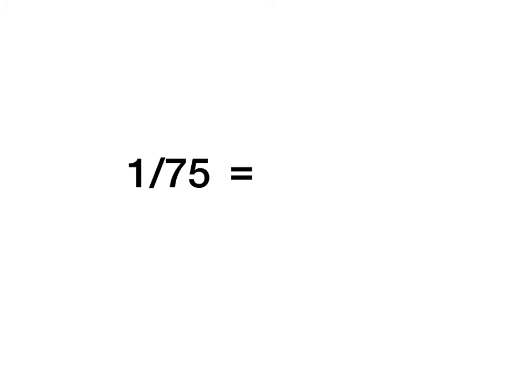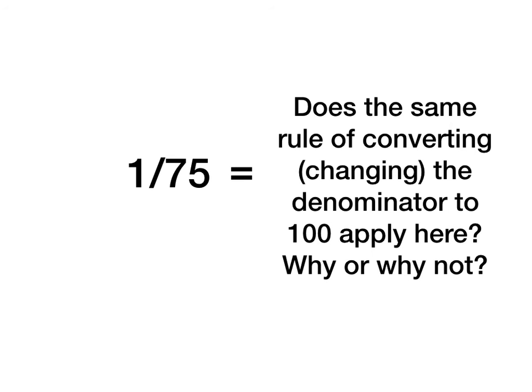Now, check this one out. 1 over 75. Previously, we've been working with 100, 25, 20, and 50, and all of those numbers went into 100 equally. So I wrote a little question for you right here. Does the same rule of converting, which means changing, the denominator to 100 apply here? Why or why not? I'm going to give you some time to think about that. And as you do, we're going to move on, and we can talk about it later.